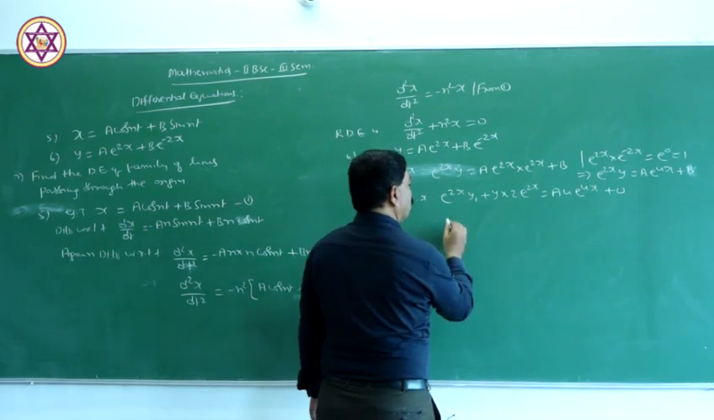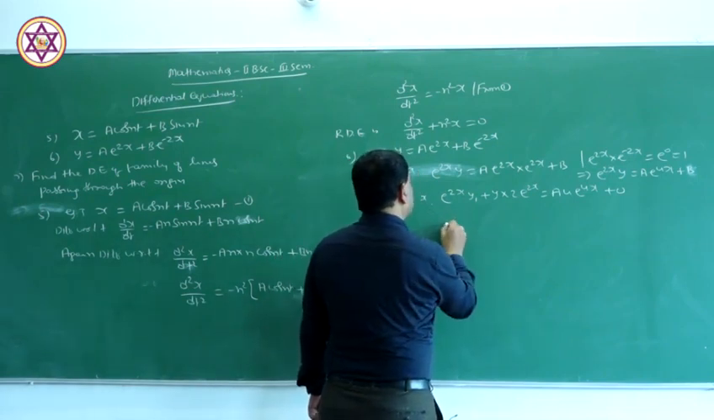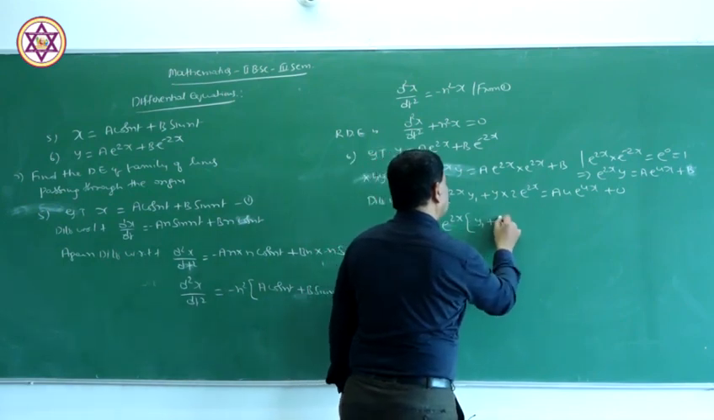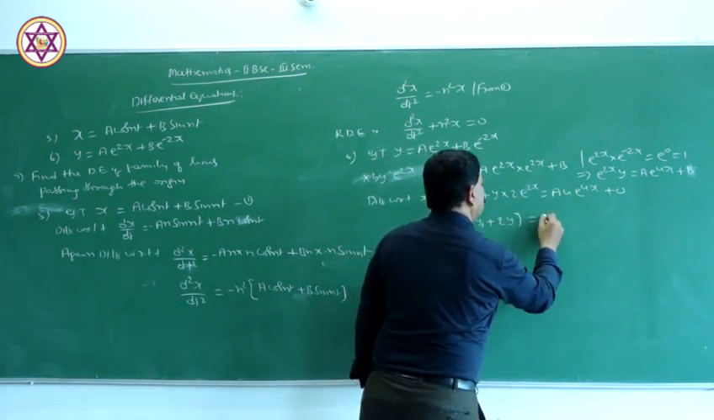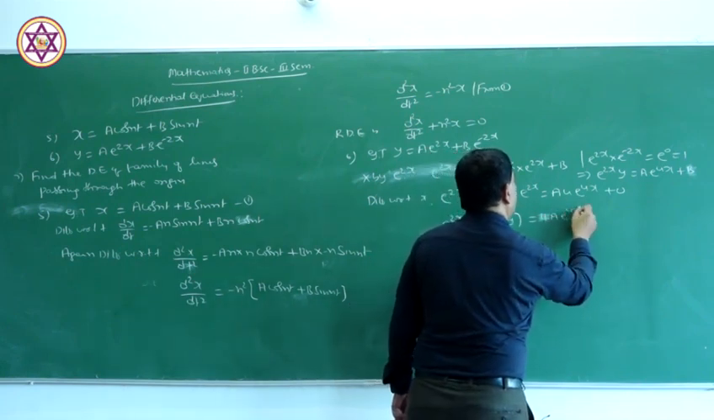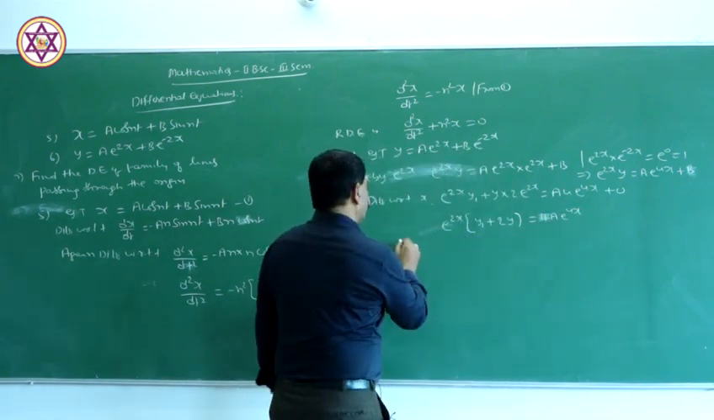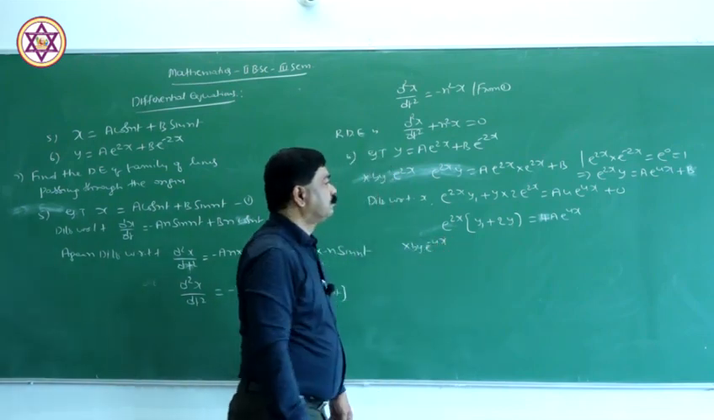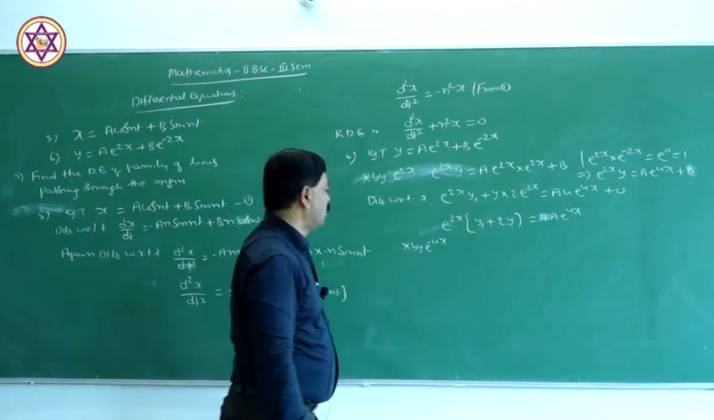Therefore here, if you take e power 2x as common, we get y1 plus 2y, equal to 4a e power 4x. Next, multiply by e power minus 4x, e power 4x minus 4x.